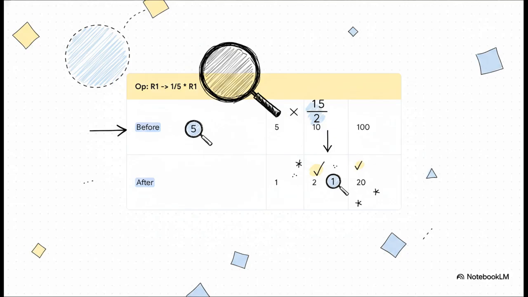All right, let's actually begin the process. Our very first objective is to get a leading one in the top left position. We call that the pivot position.